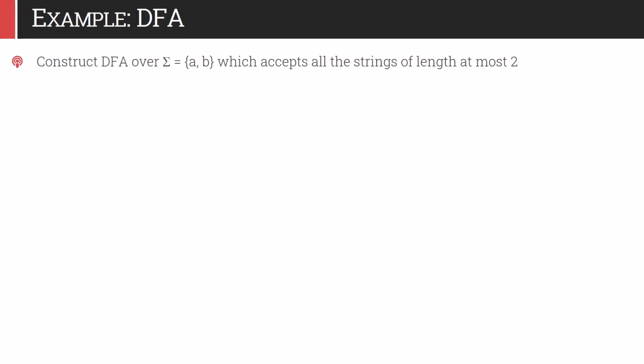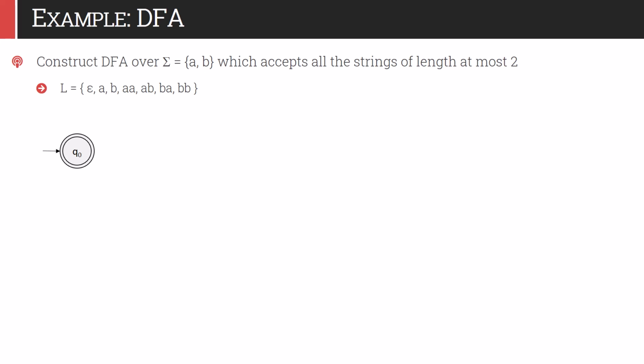Construct DFA over sigma equal to A, B, which accepts all the strings of length at most 2. So string length cannot be more than 2. It could be 0, it could be 1, it could be 2. String with length 0 is epsilon. Strings with length 1 are A and B, and strings with length 2 are AA, AB, BA and BB. All these are valid strings. Any other string having length greater than 2 is not acceptable.